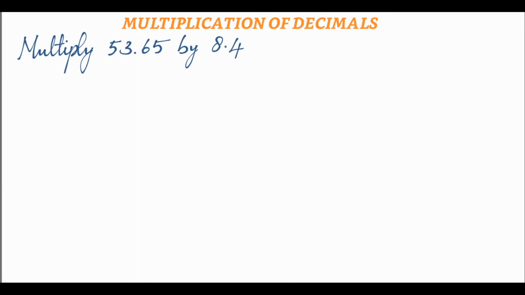Multiply 53.65 by 8.4. As we know, in the first step what you have to do, we have to consider this as a whole number. So 5365 should be multiplied by what? 84. Let's multiply 5365 by 84.